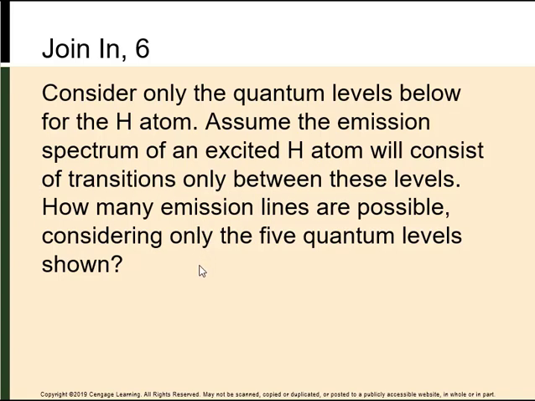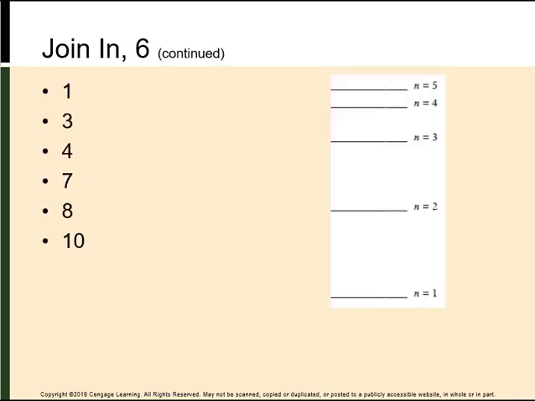How many emission lines are possible considering only the 5 quantum levels shown? So we're given 5 different quantum levels. How many different transitions can one electron do? Well, what if we went from 5 all the way down to 1.